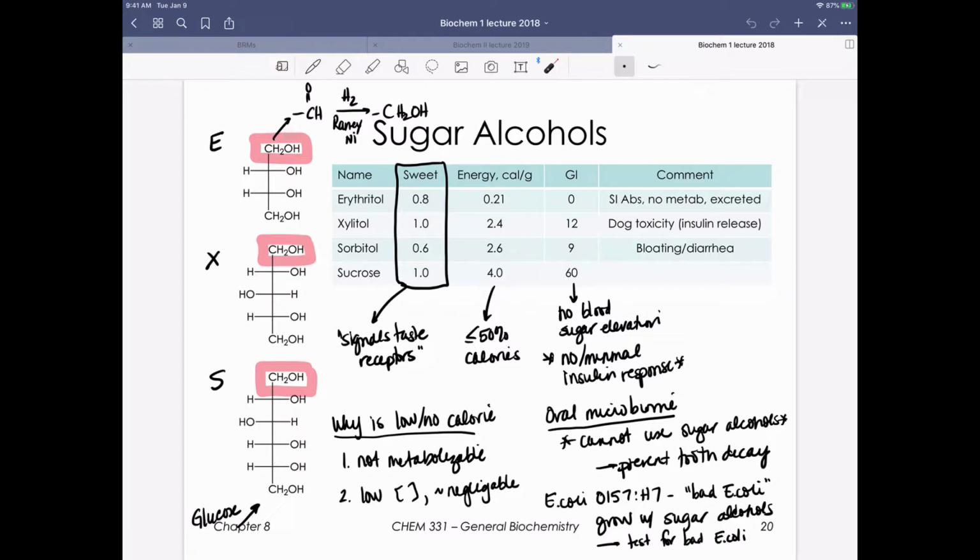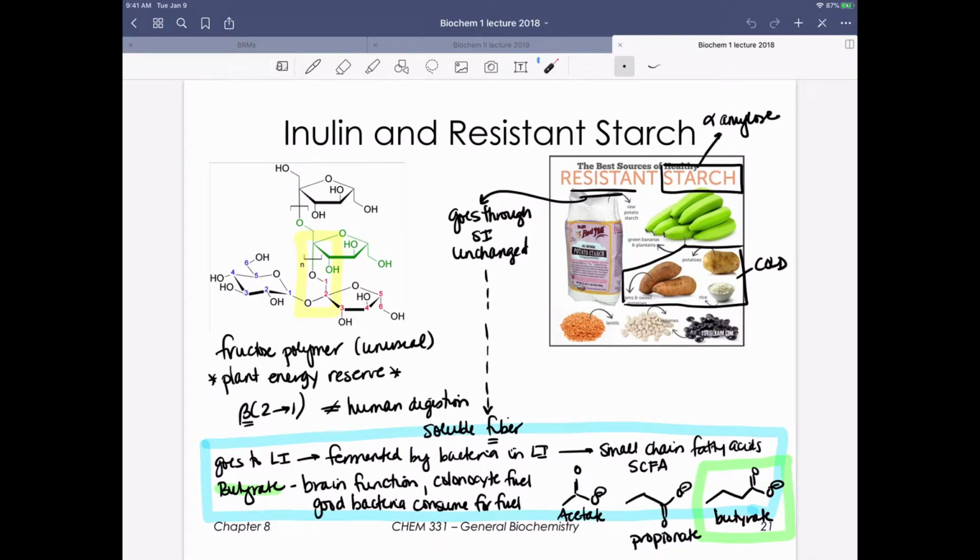If they do, it's an indication that it's this bad sort of sugar. I do want to talk about something called inulin and resistant starch.